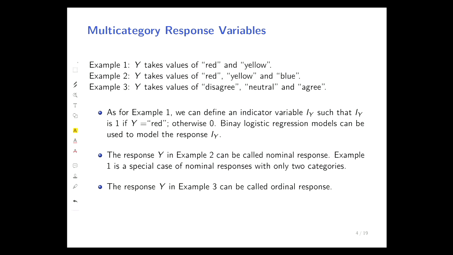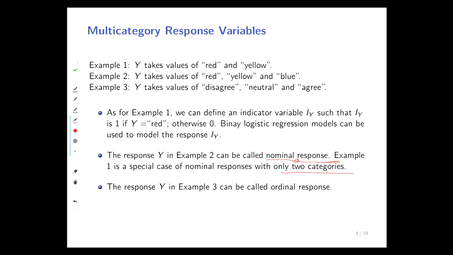And for the second case, we usually call it nominal response. That is actually a three-category variable, with three categories: red, yellow, and blue. And example 1 can also be called nominal response, but with only two categories. So example 2 is the direct extension of example 1.